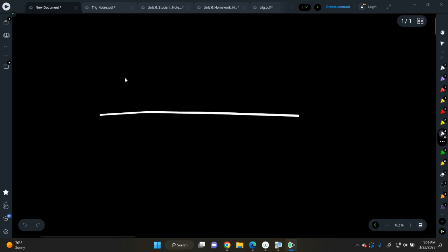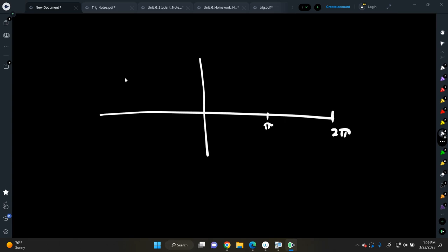Okay, here's my graph. And we went to 2 pi. And then this is pi. Okay, so I need to go pi over 6. So I'm going to do 1, 2, 3, 4, 5. So this is pi over 6. 2 pi over 6. This is 3 pi over 6, right? So I'm making my graph so that I can do the shift, okay? 1, 2, 3, 4, 5, 6.